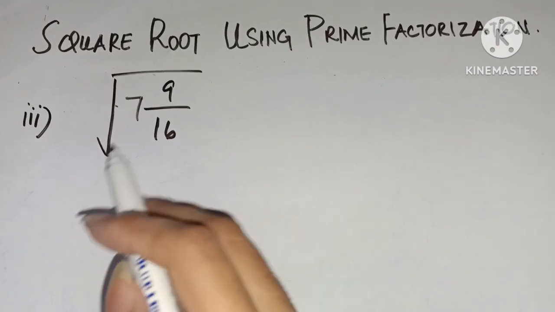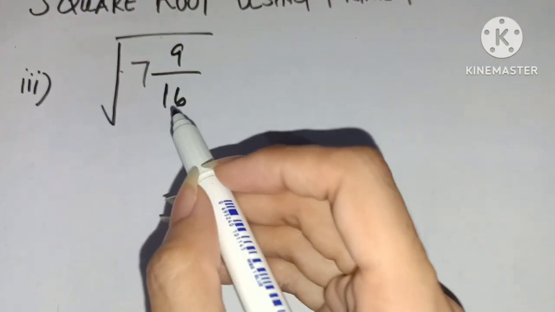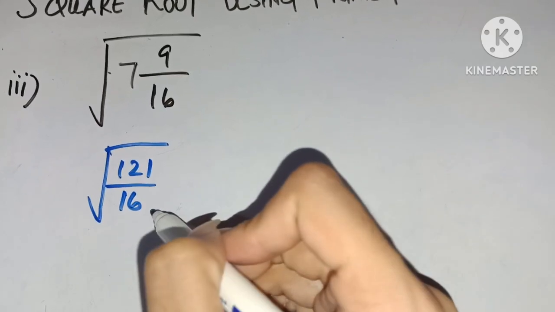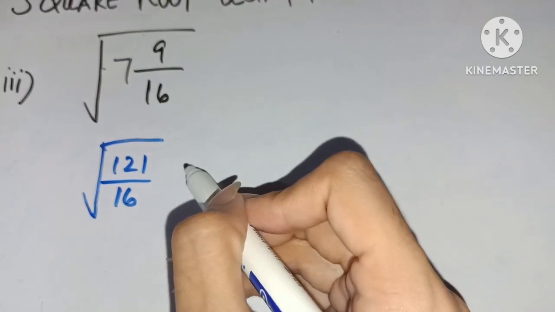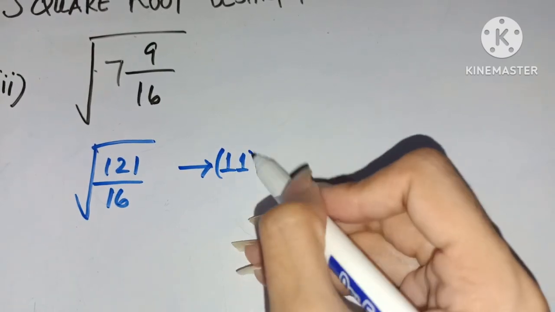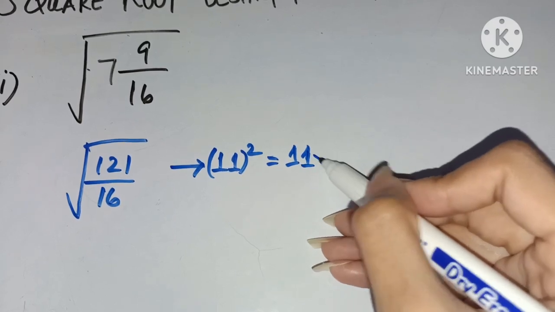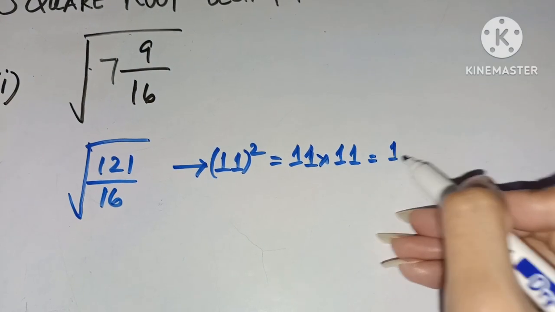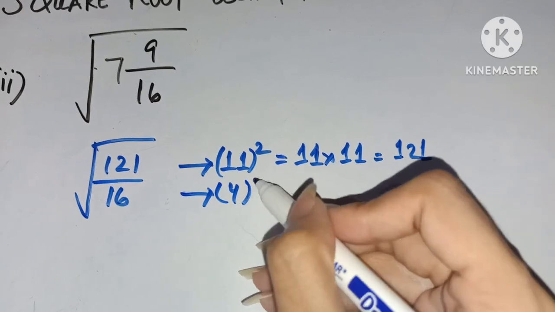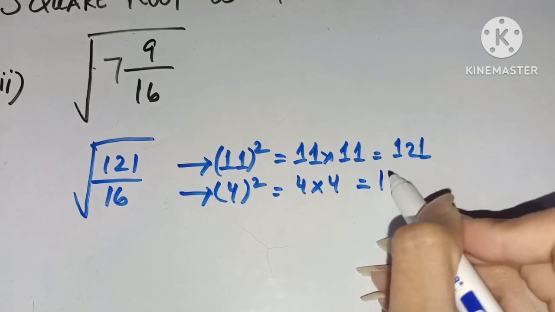So the question is square root 7 whole number 9 upon 16. When we convert this mixed fraction into a simple fraction, it will come like this, 121 upon 16. So 121 is a perfect square of 11, means 11 multiplied by 11 is equal to 121. And 16, so 4 is the perfect square of 16. So 4 multiplied by 4 is equal to 16.